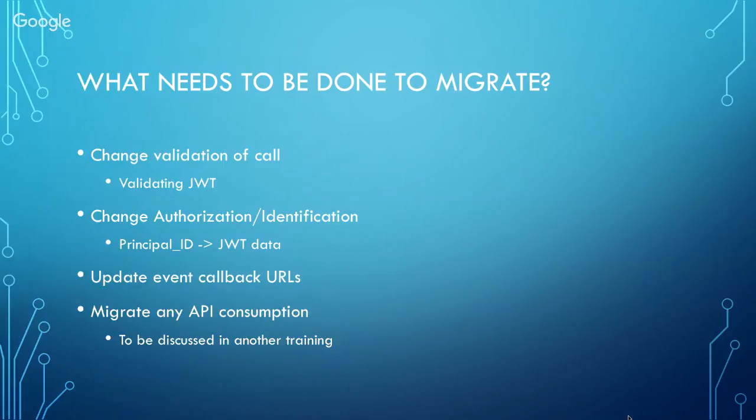Update your event callback URLs, and then any API consumption that your backend does. If your backend gets a call and then goes out and calls another API, you'll need to migrate that consumption, obviously. We've got the consumer training for that, but today we're going over a little bit of both, so if you have questions about that, feel free to ask.